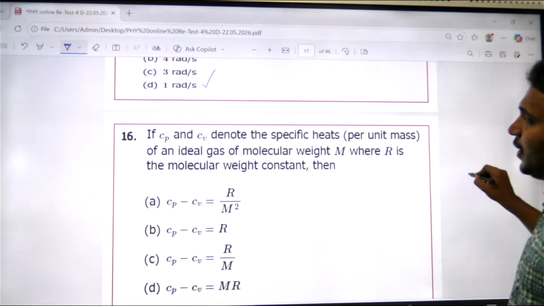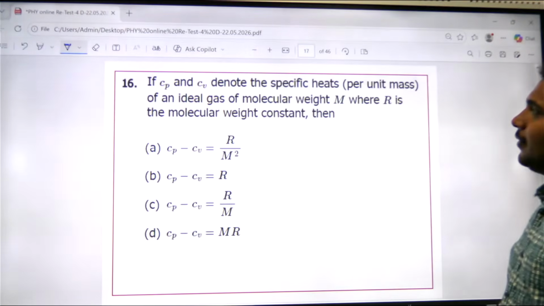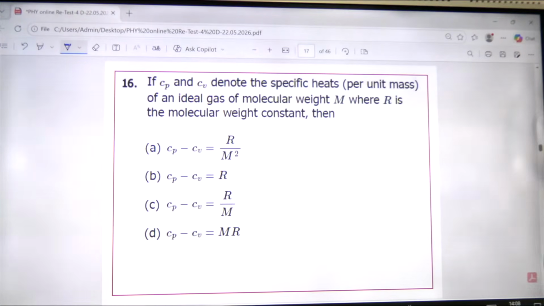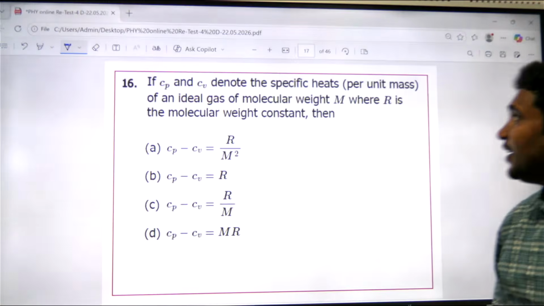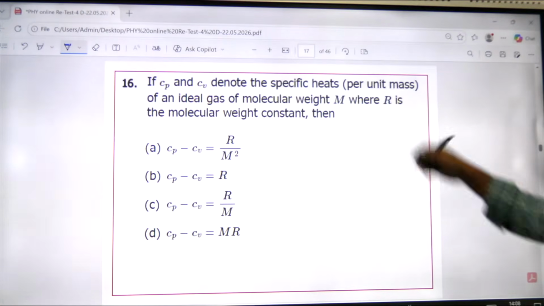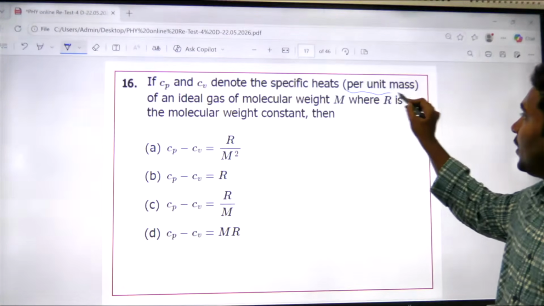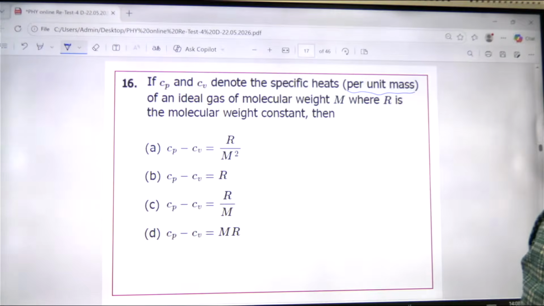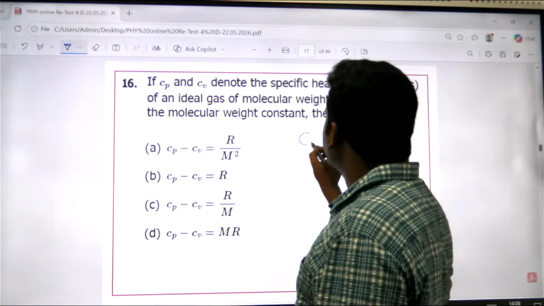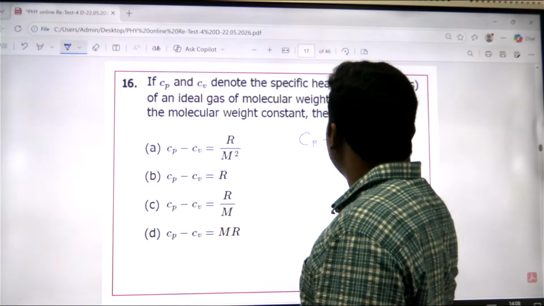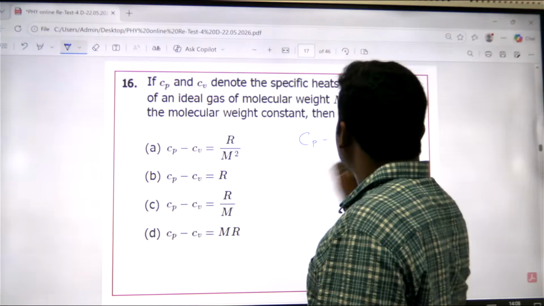Here, question number 16. The Cp and Cv values denote the specific heats per unit mass. Always remember this, it is asking you per unit mass of an ideal gas of molecular weight capital M, where R is the universal gas constant. Please remember that Cp minus Cv is equal to R.